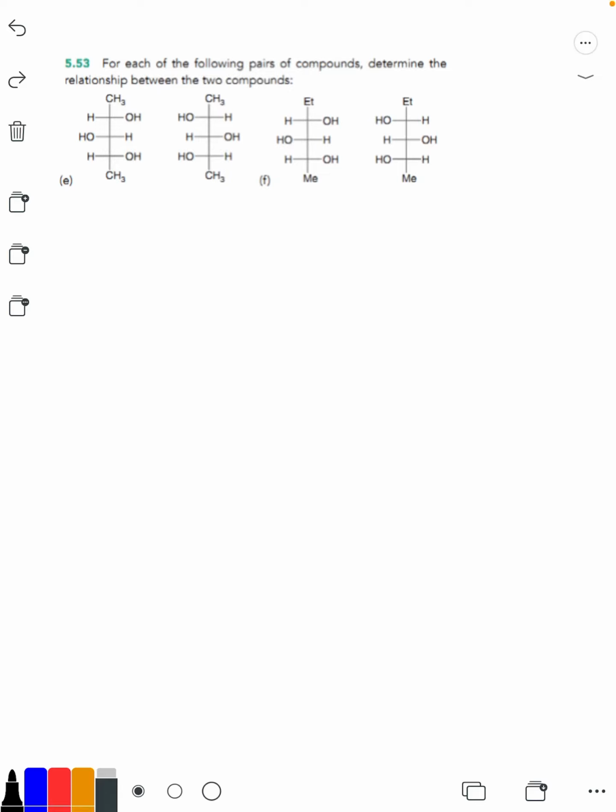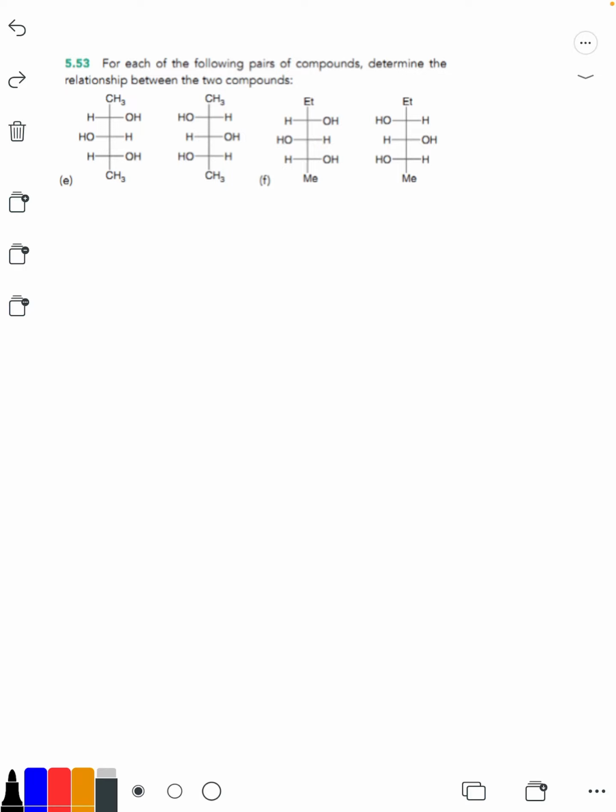Hi everybody. I want to spend this video going through problem 553 from the David Klein Organic Chemistry 3rd edition textbook, focusing on identifying the relationship between two compounds when they're displayed as the Fischer projection. So in this problem we have two different pairs of molecules.